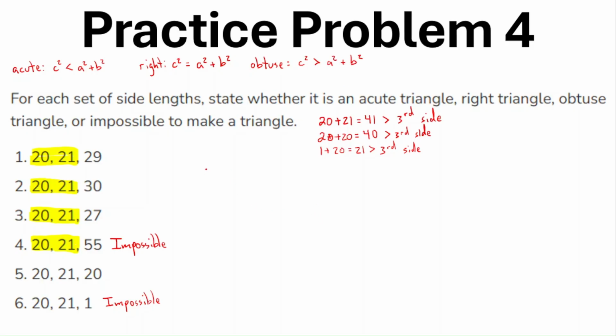So let's look at number 1. My long side is 29, so that is c squared. My short sides are 20 squared and 21 squared. I just need to know what the relationship is. Well, 29 squared is 841.